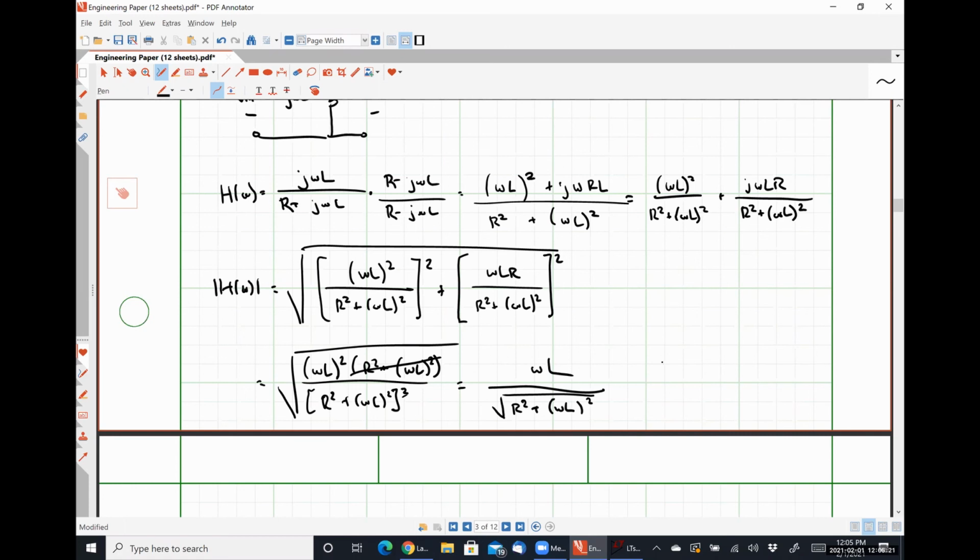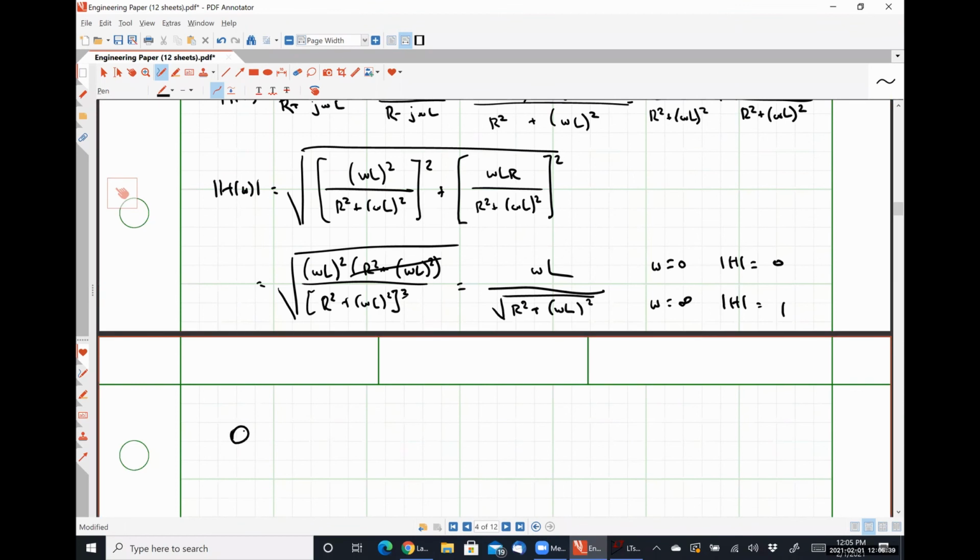When omega is equal to 0, our output is 0. When our omega is equal to infinity, our output is 1. So this is a high pass filter.